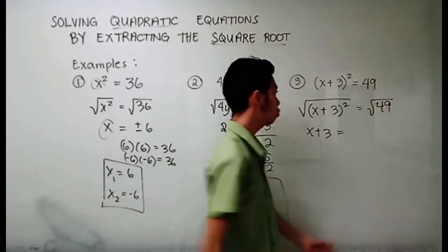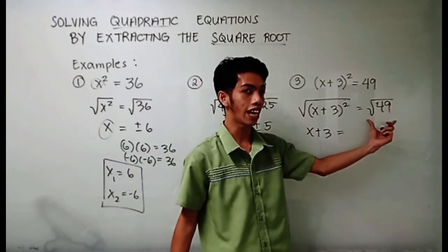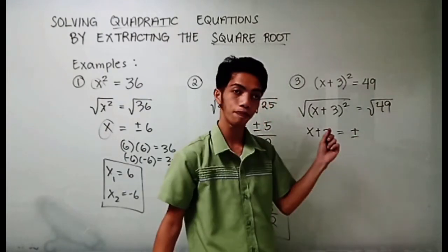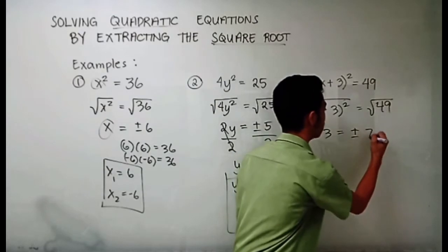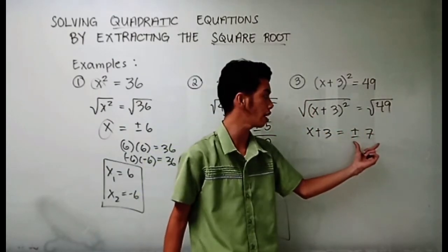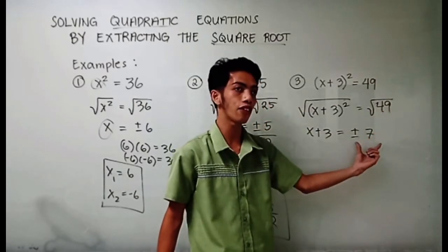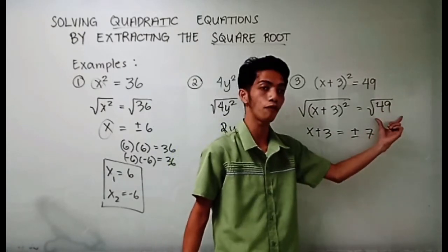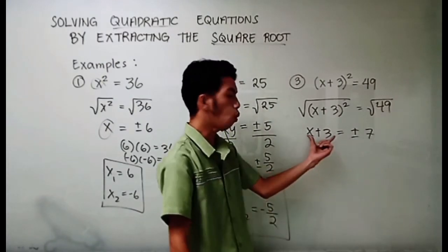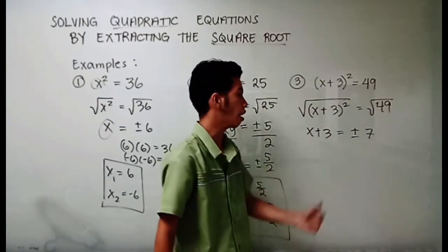That will be equal to the square root of 49 is positive or negative 7. Okay? Bakit positive or negative 7? Because 7 times 7 is 49. Negative 7 times negative 7 is also 49. Now, we are going to find only the value of x.